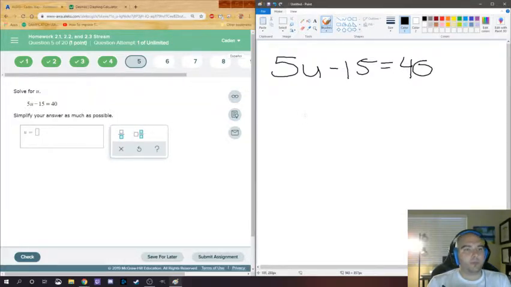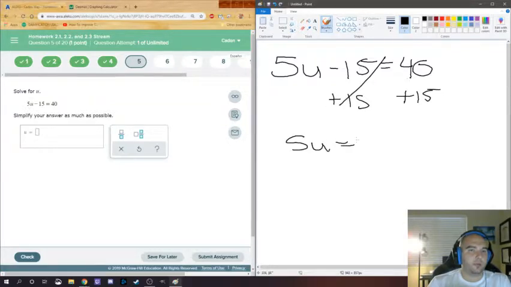So here you go. And then I'm going to solve this. So remember, the steps are: is there anything to add or subtract? Yes, I'll add 15. The problem is the button that undoes what I'm currently writing. That's the worst undo ever. 15 plus 15 on both sides. So I get 5u equals 55.